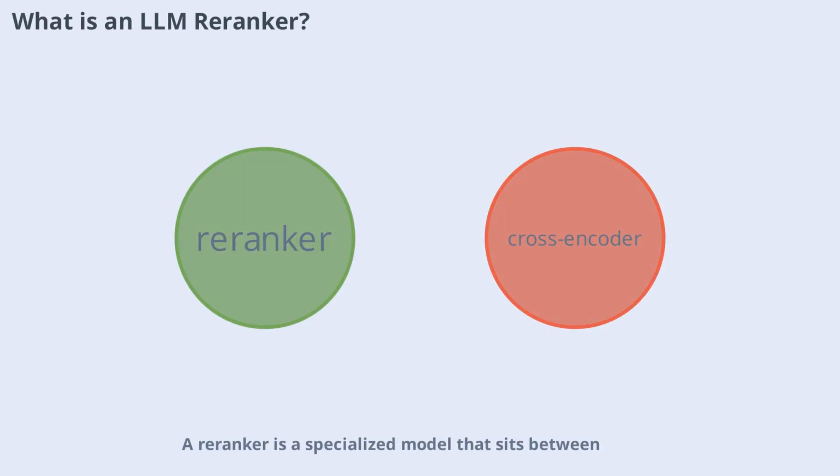A reranker is a specialized model that sits between the retrieval and generation stages in a RAG pipeline. After the initial retrieval, the reranker takes the user query and the top retrieved chunks, say 25, and computes a precise relevance score for each. It then reorders these chunks, allowing only the top K, such as 5, to be passed to the final prompt. This ensures that the language model receives the most relevant and high-quality information for generating its response.